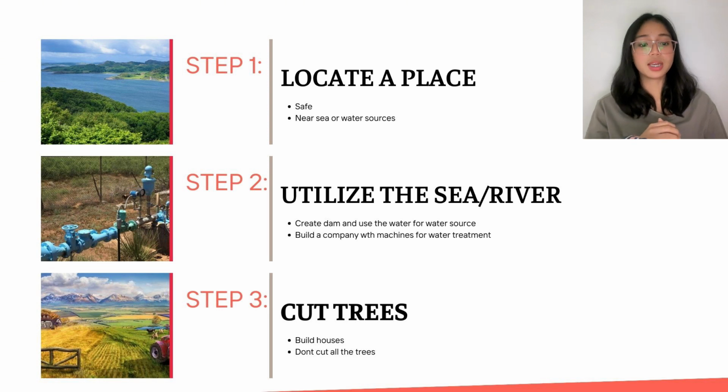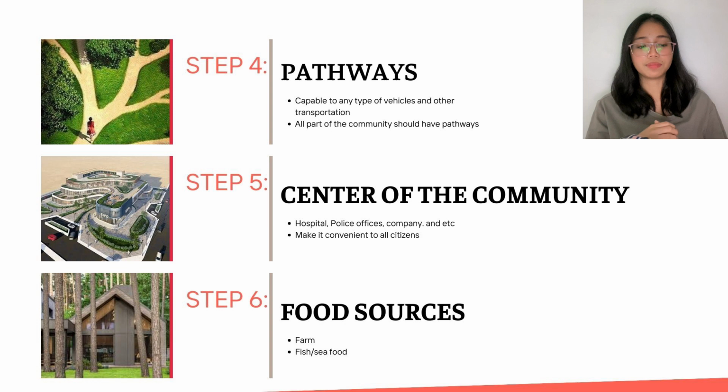And step 3 is cut trees to build houses, and make sure also that you will not cut every tree around or all the trees in that place, so that we can ensure that it also has fresh air because trees are very important in a community.